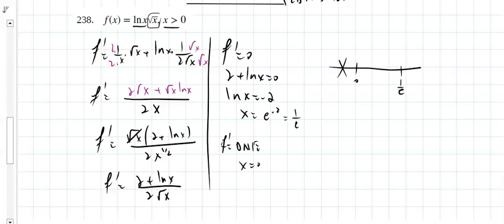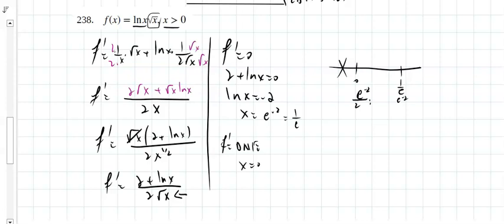I'm going to test 1 over e or e to the -2. It doesn't matter, however you want to see this. We want to pick a point to the left of that. Let's say we picked half of that. So e to the -2 multiplied by half of it. That's at this point to the left. I'm looking at the derivative.